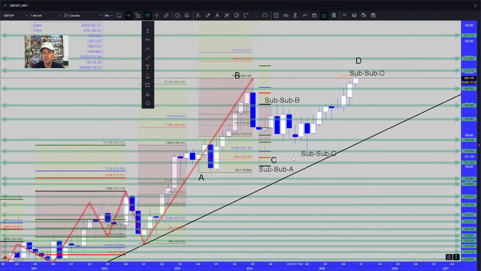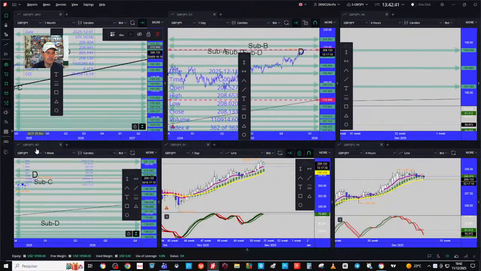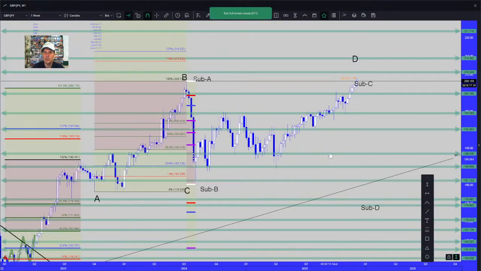Does everybody have the same Fibonacci that I do? Sub A, sub B, sub C, sub D. Alright, this is for the monthly. Let's go on the weekly, everybody.